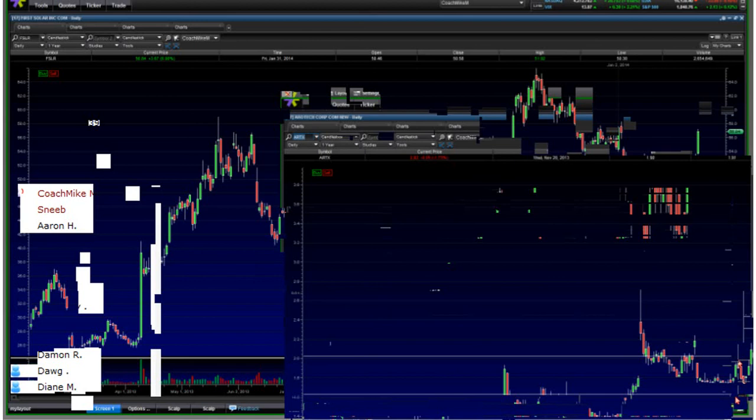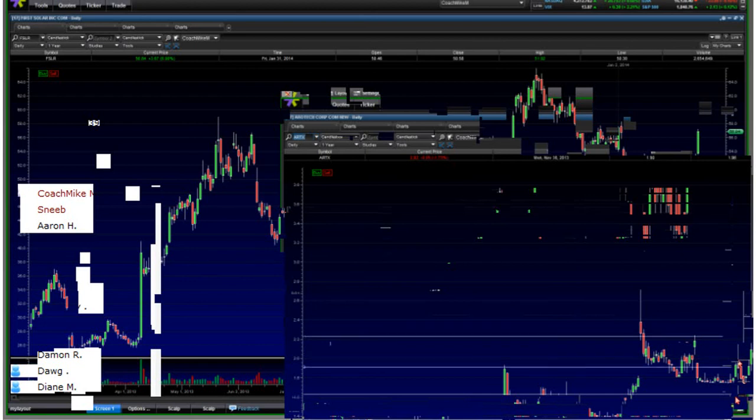But in reality to the trade, would it have mattered at all if I bought that thing anywhere between here and here? Would that have mattered at all if I bought in this area right here for what the trade produced? Exactly.